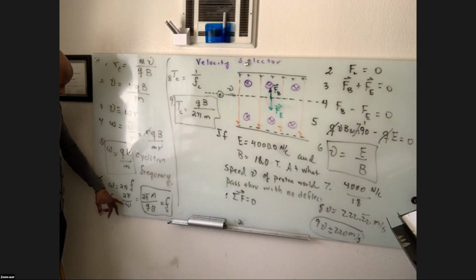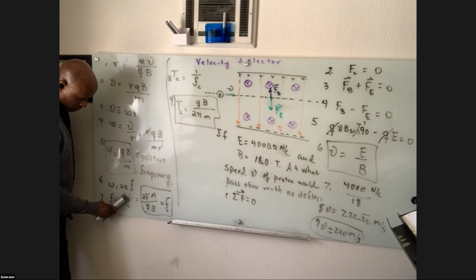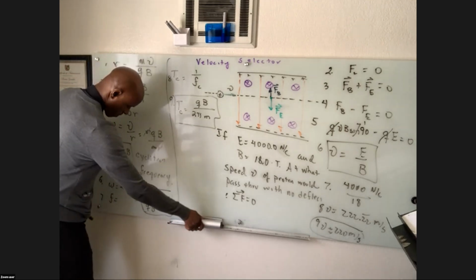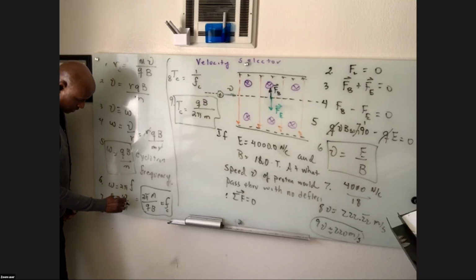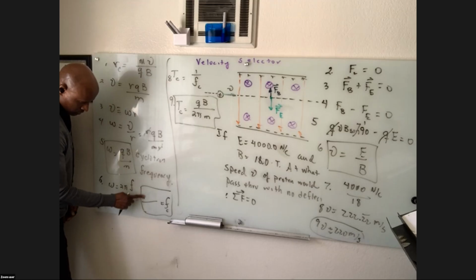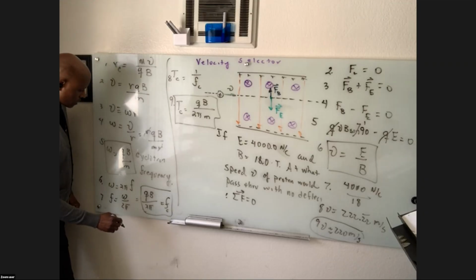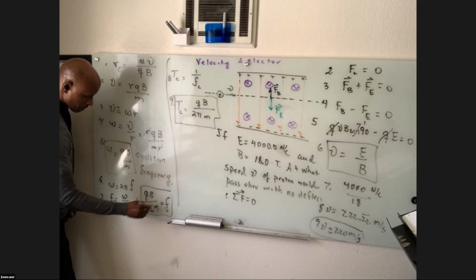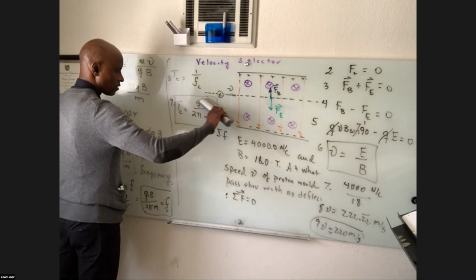I flipped this around. So solving for f is omega divided by 2 pi. Sorry. f is equal to omega divided by 2 pi. So that all flips around. It's QB over 2 pi M. And so then the period is going to be flipped. It's going to be 2 pi M over QB.